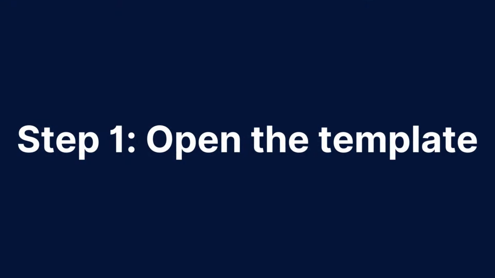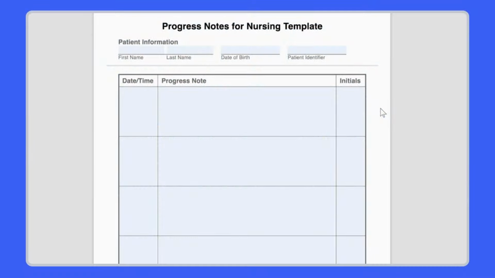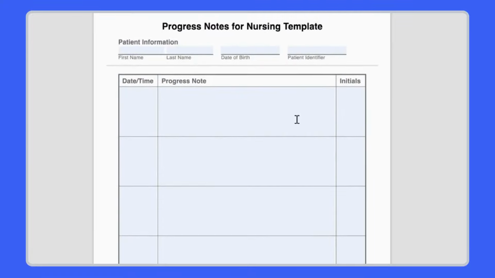The first step is to open your template. You can do this either from the free PDF download on this page, or from within Carepatron. I'll show you both of these methods now. Once you have downloaded the PDF, it will look something like this on your computer. Click within the interactive text boxes to start typing.